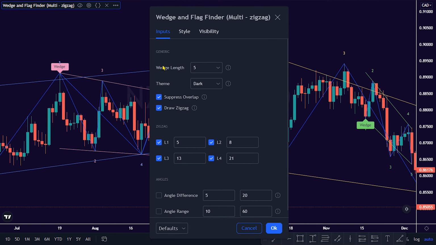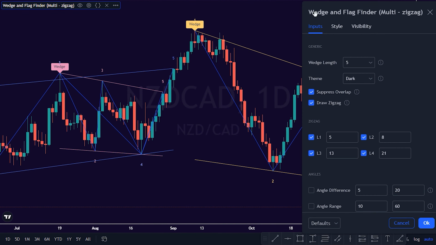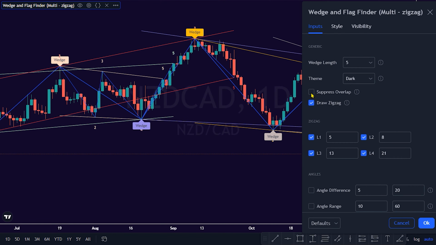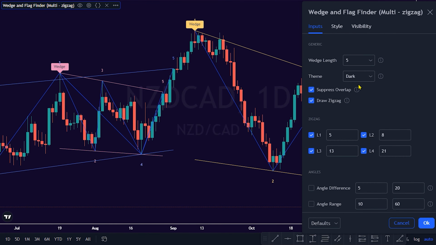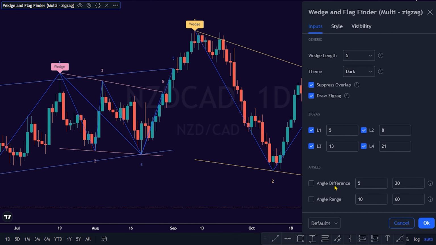Here is the Suppress Overlap option. Make sure the box is selected in order to avoid overlapping drawings on the chart, which may confuse your trading analysis. Here's the Draw Zigzag option. This will plot zigzag lines in response to the points of tests on the chart patterns plotted. You can unselect or leave the Draw Zigzag box selected. I personally prefer it to be selected, so as to help us decide where to place the stop loss when taking a trade. Leave the default settings for the remaining options.